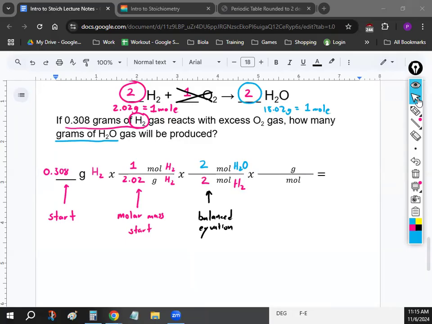All right, any questions on that one? All right, let's go to the third fraction.